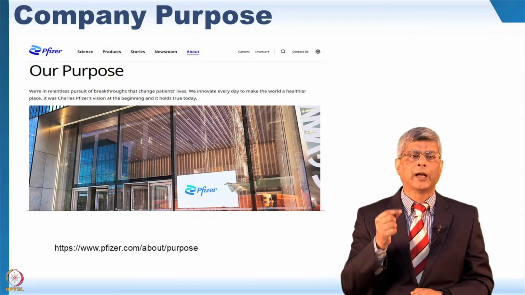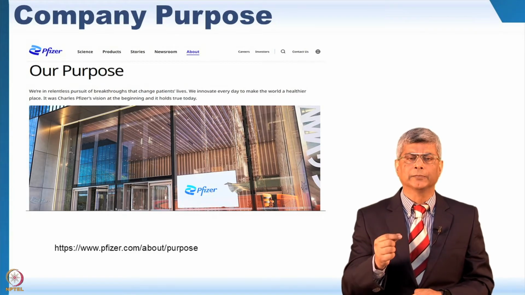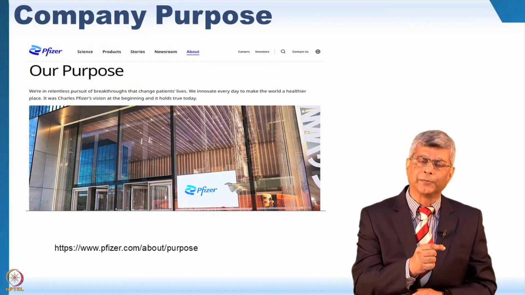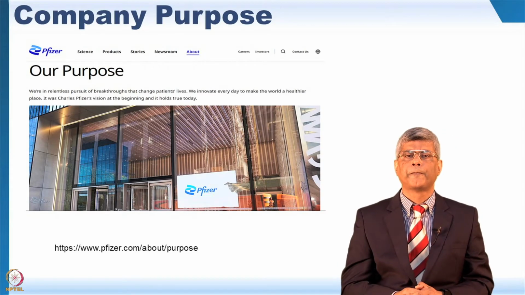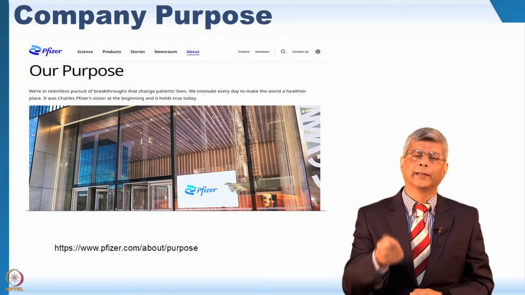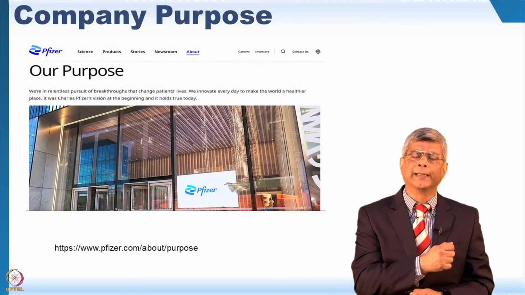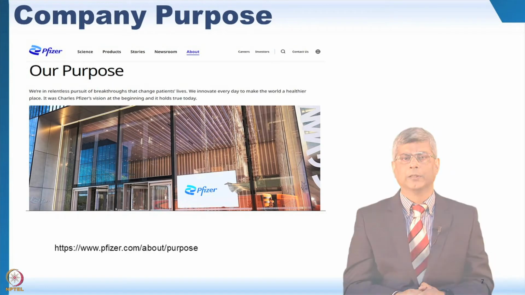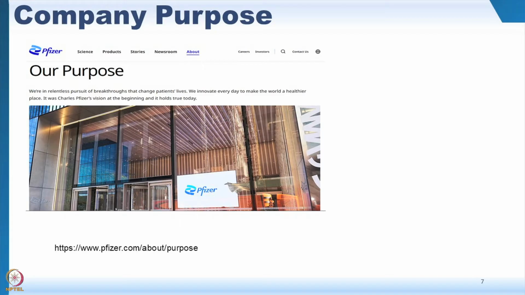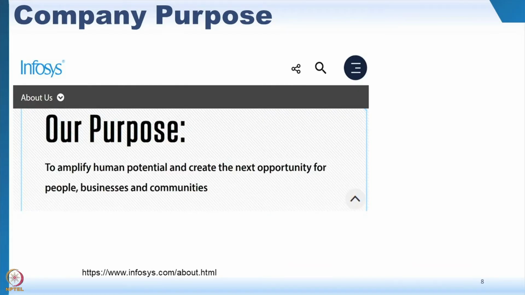It was Mr. Charles Pfizer's vision. Charles Pfizer was the founder of the company called Pfizer. And he had defined it at the beginning when he set up the company and said, this is why I'm setting up the company. And they're still living it today. So you heard two pharma examples. Let's move on.